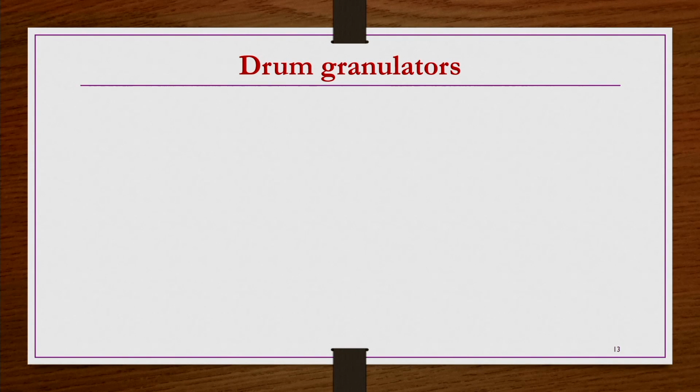Next one are the drum granulators. The mechanism and physics are almost similar to the disc granulator, but here the difference primarily is that we have a cylindrical vessel. Okay. There, in the disc granulator, we have a rotating disc onto which the feed and wetting fluid is coming.